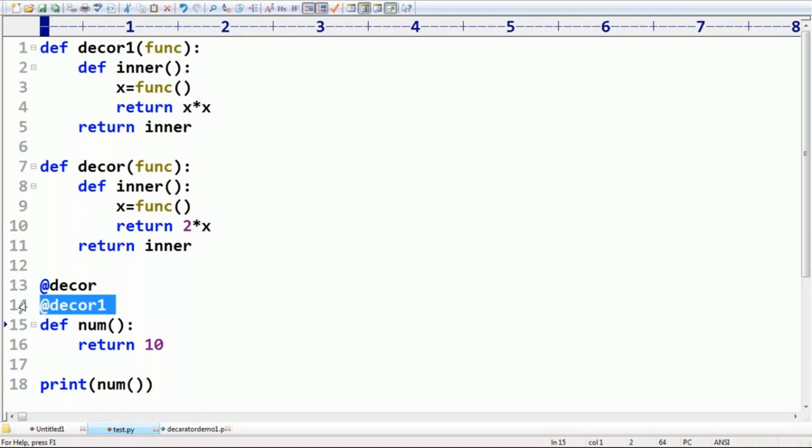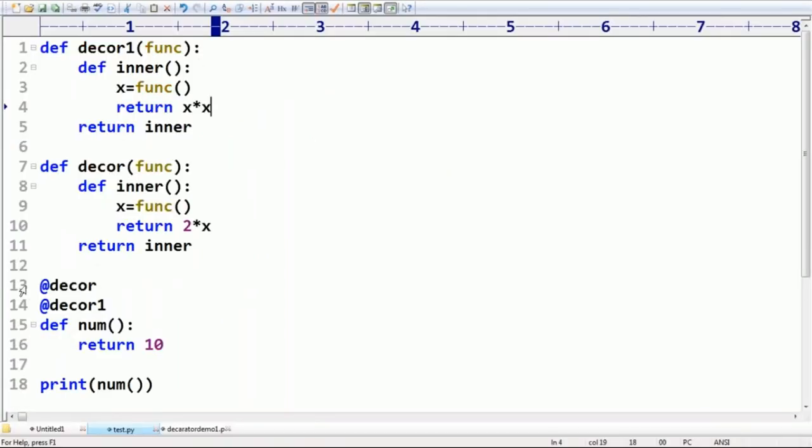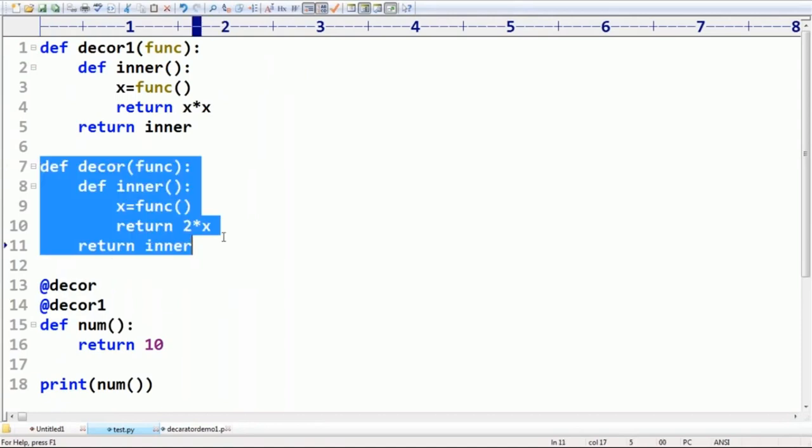After doubling, if decor1 is executed second, then it returns the square of that value. Let me cross check and execute. Is it our expected answer? No, because if this one executed first it should have been doubled. That's why I got confused.